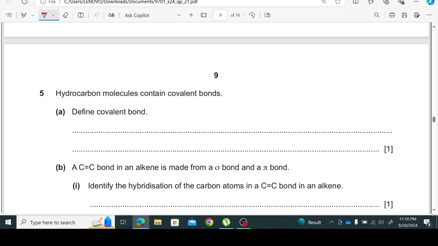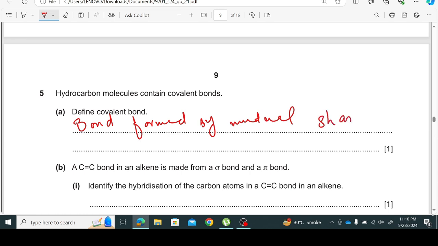Hydrocarbon molecules contain covalent bond. Define covalent bond. Very simple, bond formed by mutual sharing of electrons. Okay, bond formed by mutual sharing of electrons.